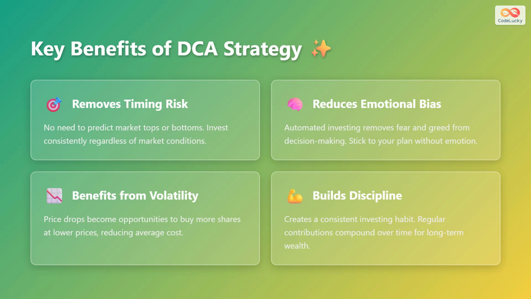Third, DCA actually benefits from volatility. Price drops become opportunities to buy more shares at lower prices, reducing your average cost. Finally, it builds discipline. Creating a consistent investing habit means regular contributions that compound over time, building long-term wealth through systematic action rather than sporadic market timing attempts.